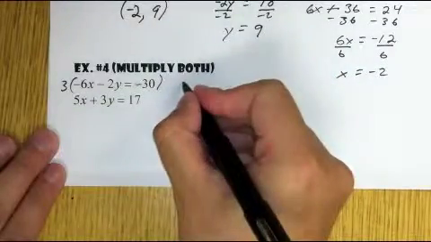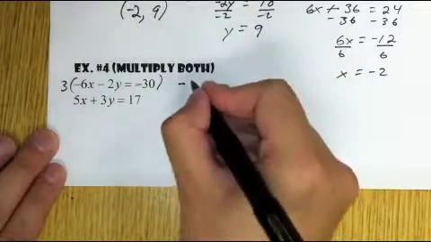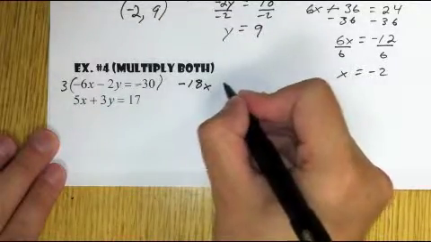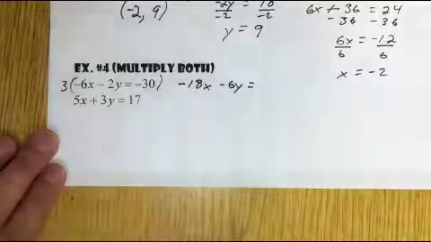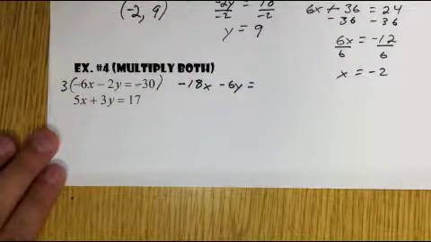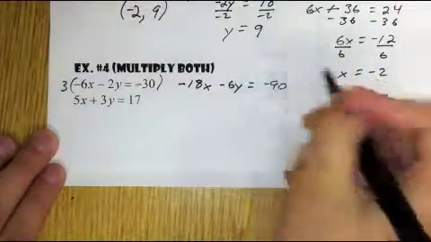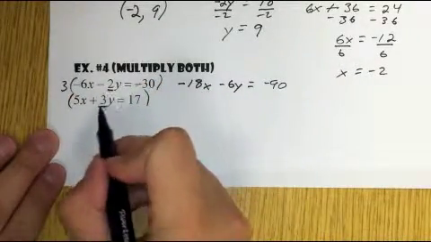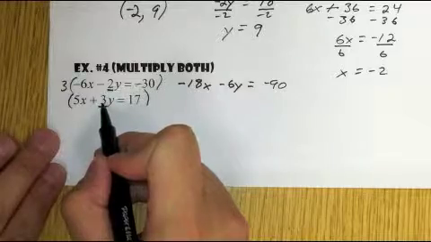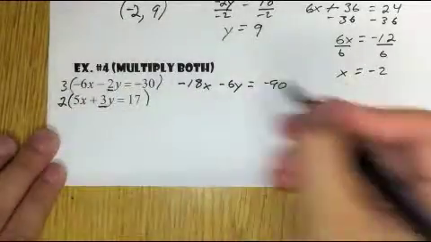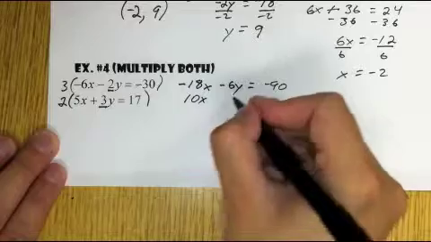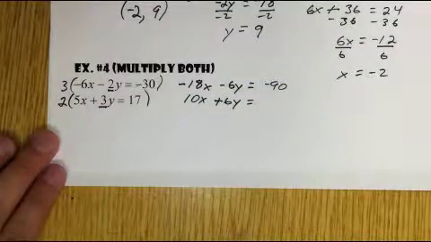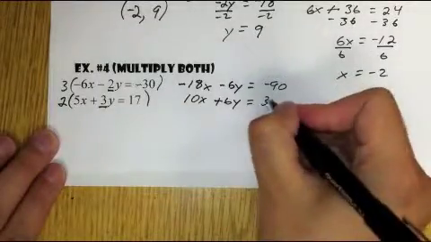3 times negative 6 is going to be a negative 18. 3 times negative 2 is going to be a negative 6. And what is 3 times negative 30? You got it, negative 90. Okay. How do I get this one to change to a 6? What would I have to multiply by? 2. Good. 2 times 5 is 10. 2 times 3 is 6. And 2 times 17 is 34.